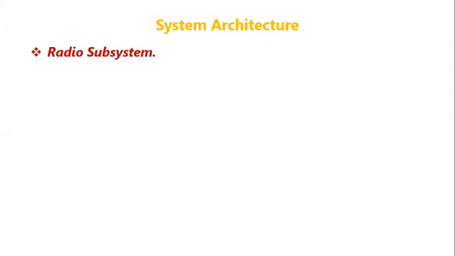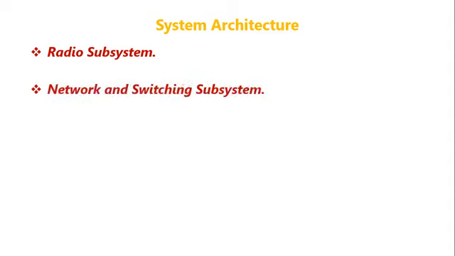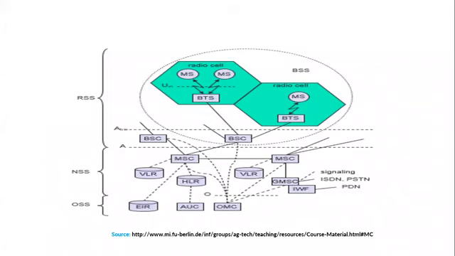Welcome. In this lecture, we'll be discussing the system architecture of GSM. Basically, we'll be discussing it under three main headings: radio subsystem, network and switching subsystem, and operation subsystem. So we'll be discussing this topic under these headings. First, let us try to understand the architecture.